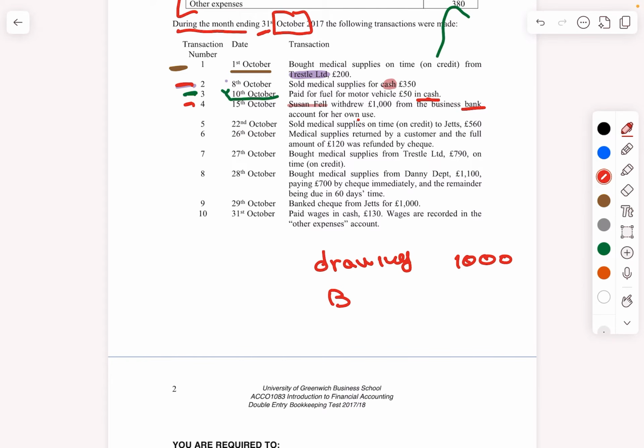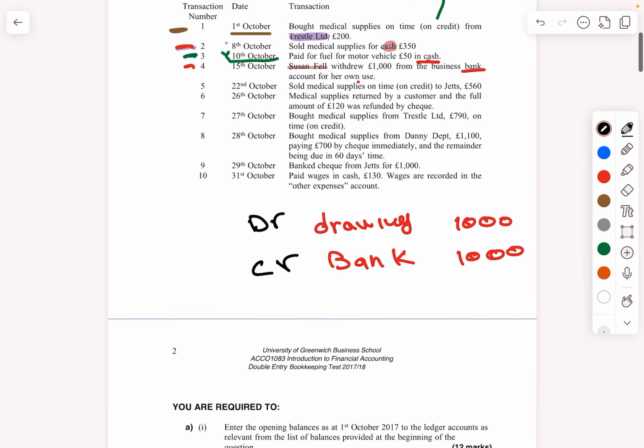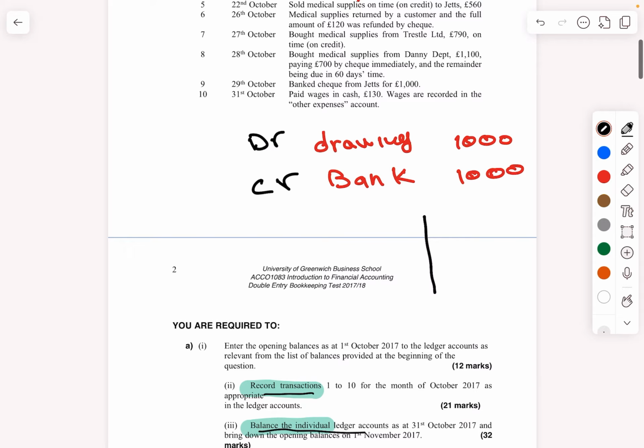And then the next one is going to be bank 1,000. Now if you think about it, when she draws something, that means the bank lost money, right? That means the asset has gone down, so we're going to credit the bank account. Drawing will be debited because we are losing money. So when we open an account, I'm going to repeat this one more time. If we open bank, it's going to be credited 1,000, but the 1,000 we'll call drawing.